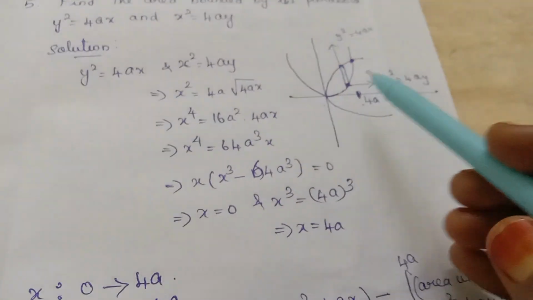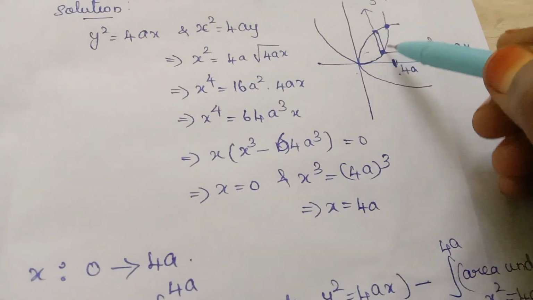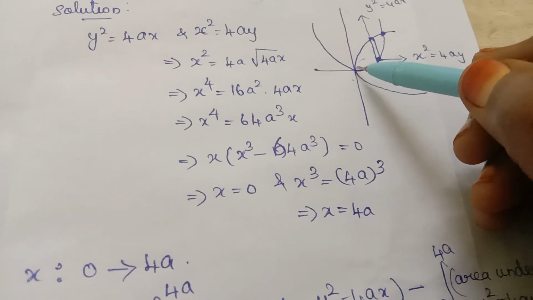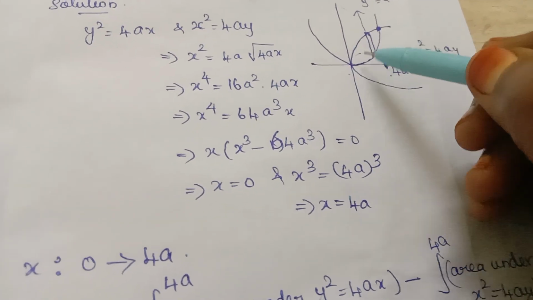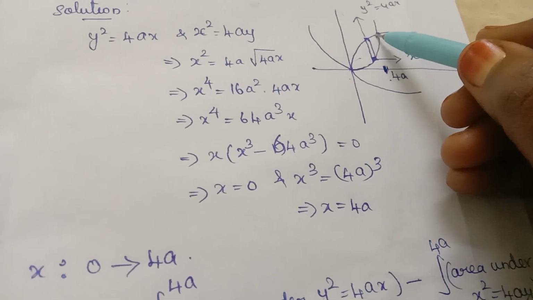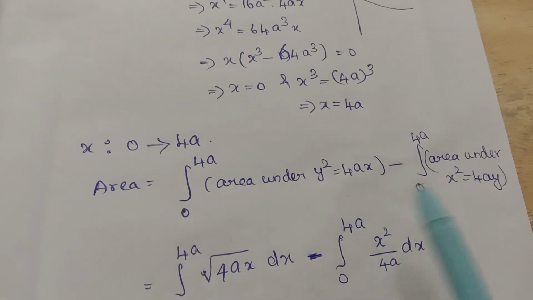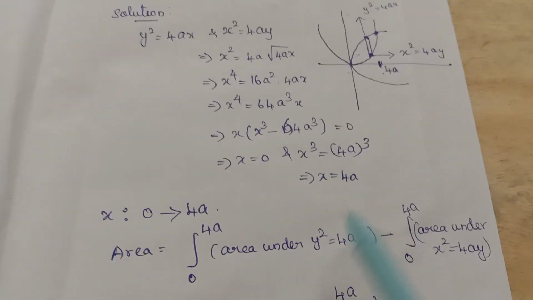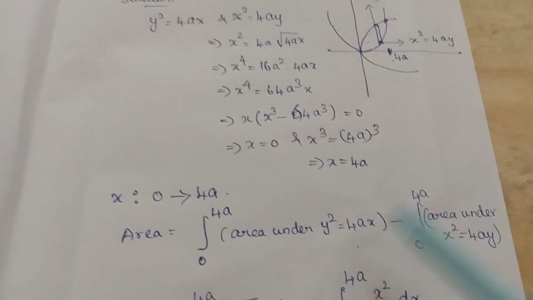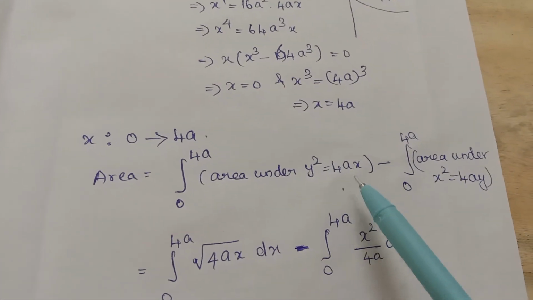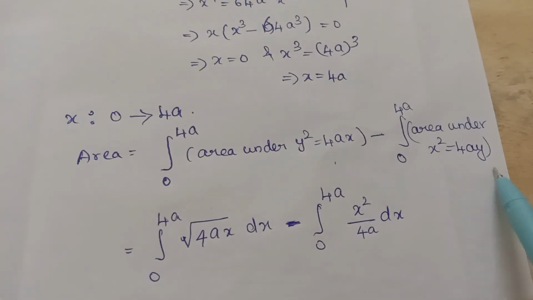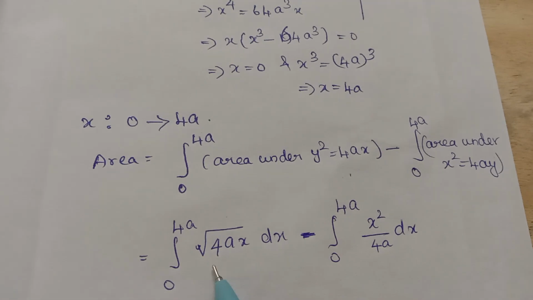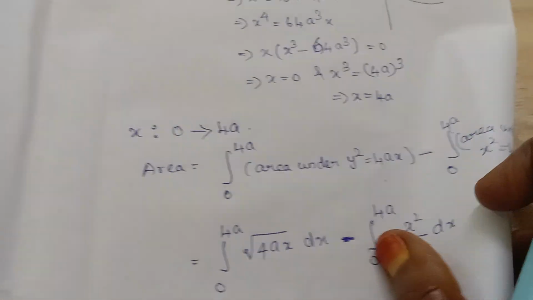Okay. So how do you find the limits? See, in between these two curves we have to find the area, no? Integral y dx will give the formula for area below this curve. So area below this curve minus area below this curve. If you subtract both the areas, you will get the shaded, that is in between area. So area below the uppermost curve, y square equal to 4ax, minus area below the curve x square equal to 4ay. So integral 0 to 4a, both the limits are same, root 4ax minus x square by 4a dx.